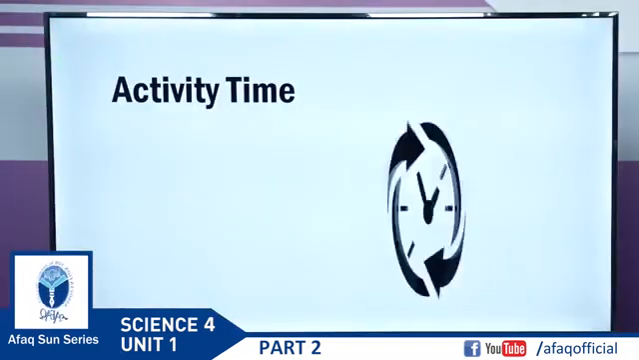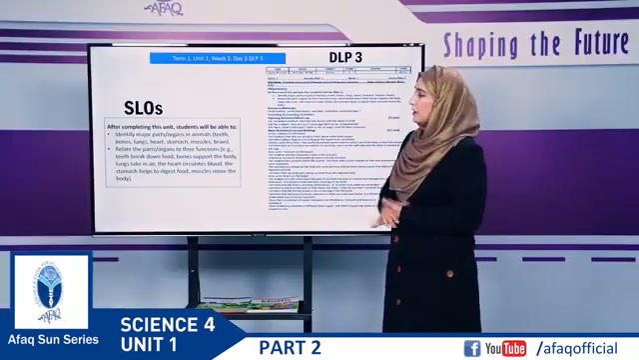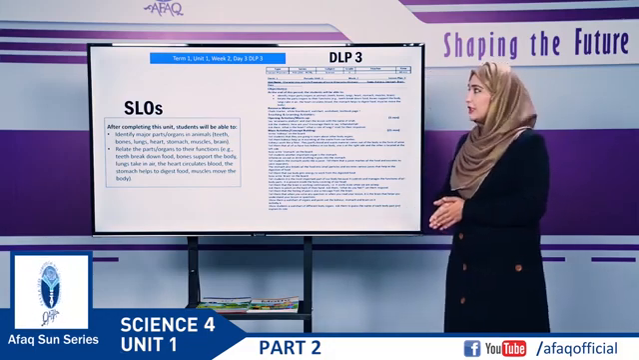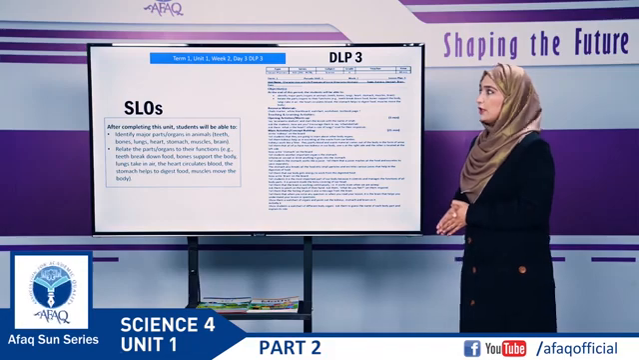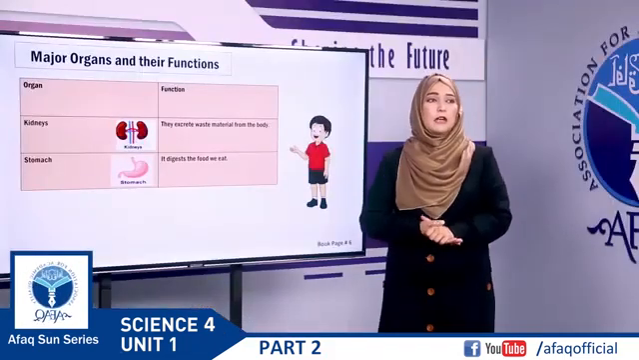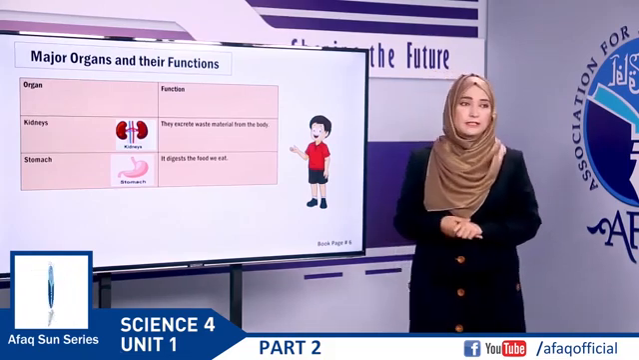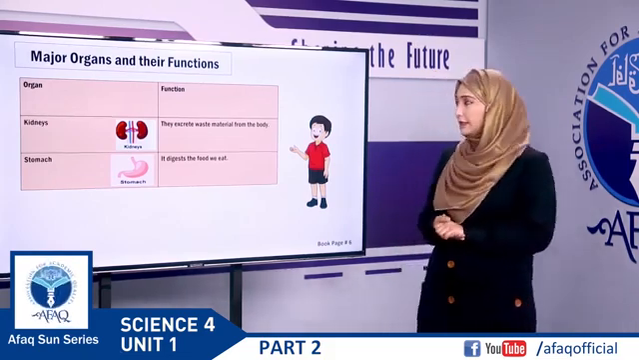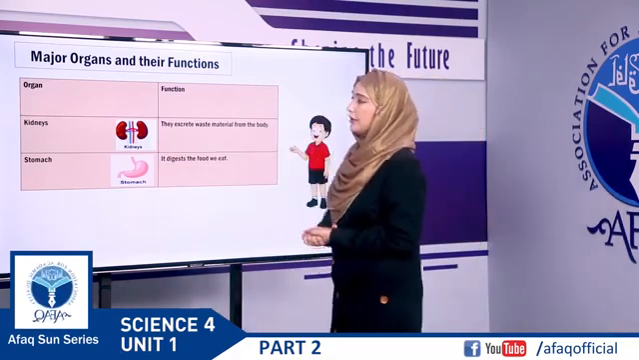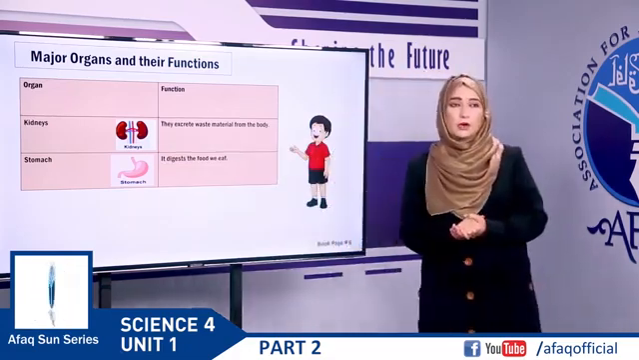It's activity time. Now we are going to cover the 2 SLOs in this DLP, and the complete methodology is given in term 1, unit 1, week 2, day 3, DLP 3. We have learned about the heart and lungs. Now we will study some other body organs. So you can see the picture of kidneys and stomach here. What do they do in our body?